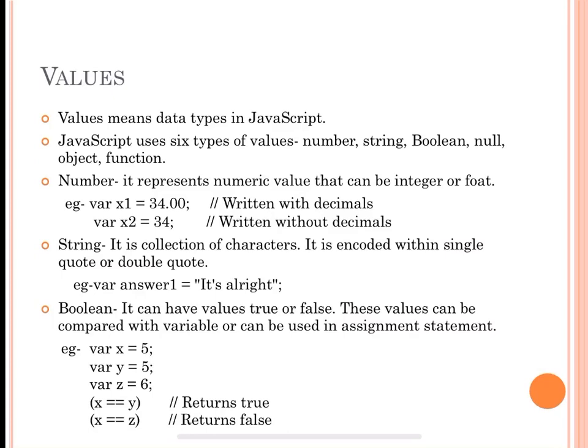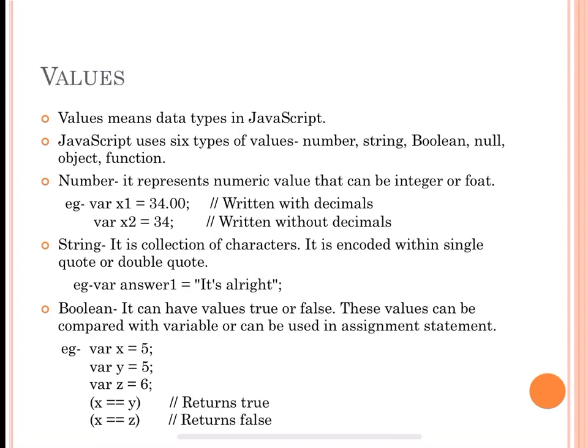Okay, so the next data type is string. What is basically a string? A string is a collection of characters. It can be written within single quotes or within double quotes. A string is just a collection of characters. So an example is given below. Again var, then your variable name is equal to whatever string you want to write. You can either give it in single quotes or in double quotes. So here it is in double quotes, that's all right.